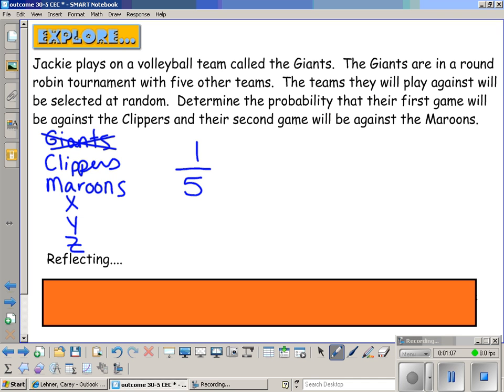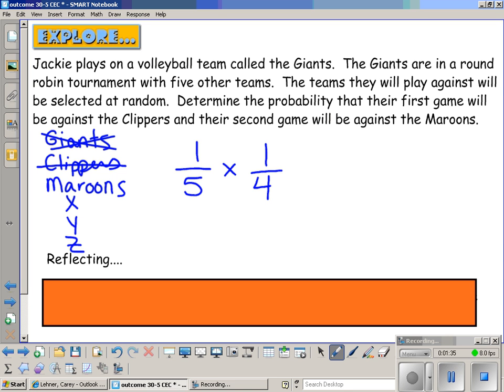There are 5. So the probability that they're going to play the Clippers in their first game is 1 out of 5. And that their second game will be against the Maroons. Now the Clippers are out of the mix. We've already played them. Round robin means they're only going to play the Clippers once. So now, how many teams are called the Maroons? We're assuming just 1. How many teams are left? There are only 4 teams left.